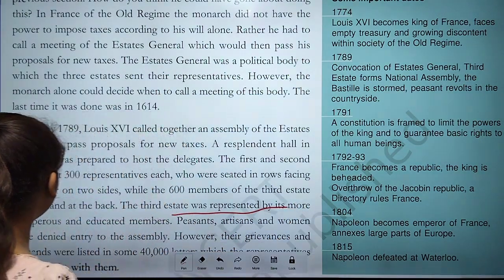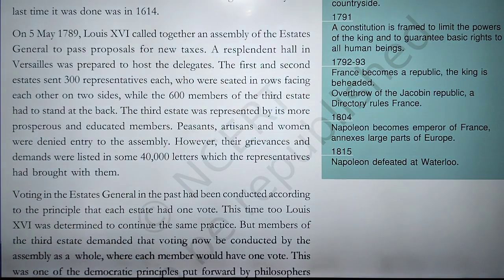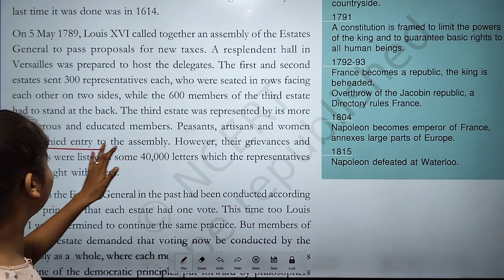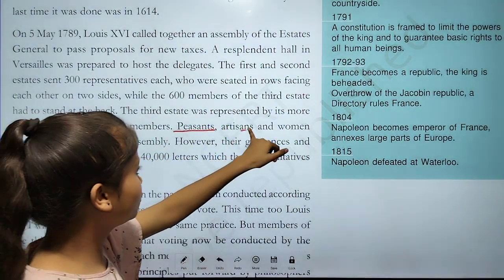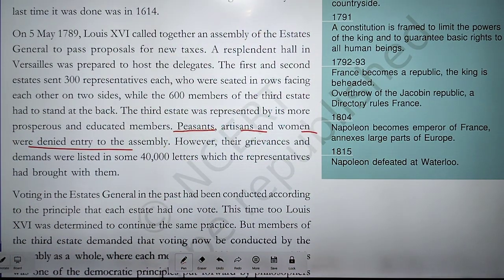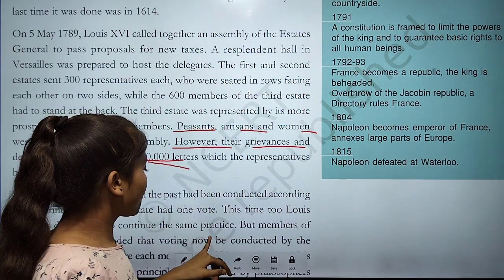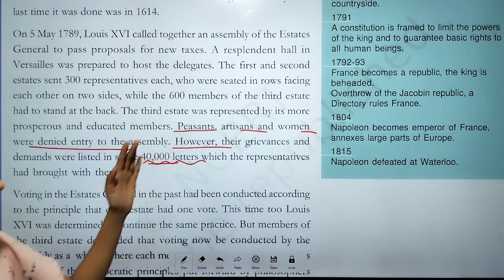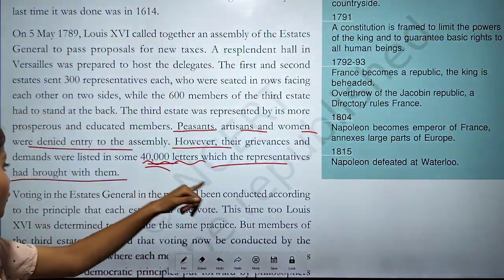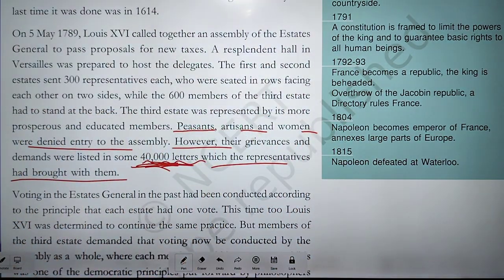The third estate was represented by its prosperous, educated members. Peasants, artisans and women were denied entry to this assembly. However, their grievances and demands were listened to through 14,000 letters, which the representatives had brought with them. It means the 600 members brought the letters given by peasants, artisans and women.